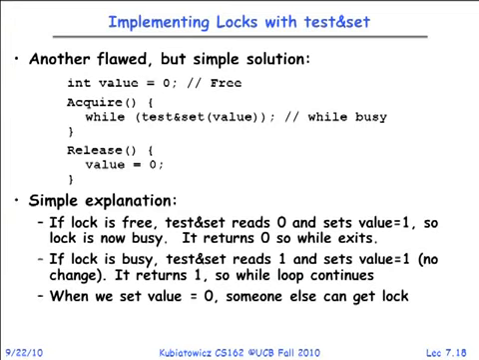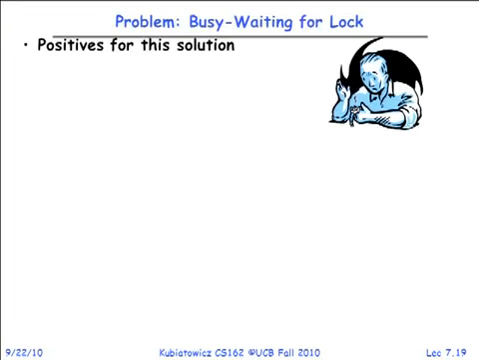So let's talk about busy waiting. So positives for this particular solution: the machine could receive interrupts. Did you see any interrupt disable in there? No. So there's no interrupt disable there. The user can use this lock because test and set is a user mode instruction.